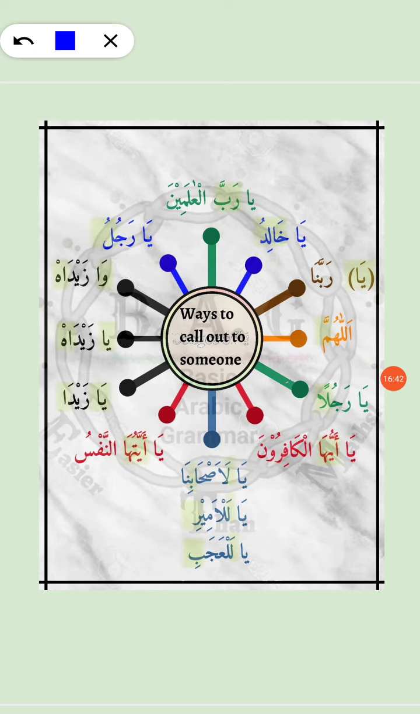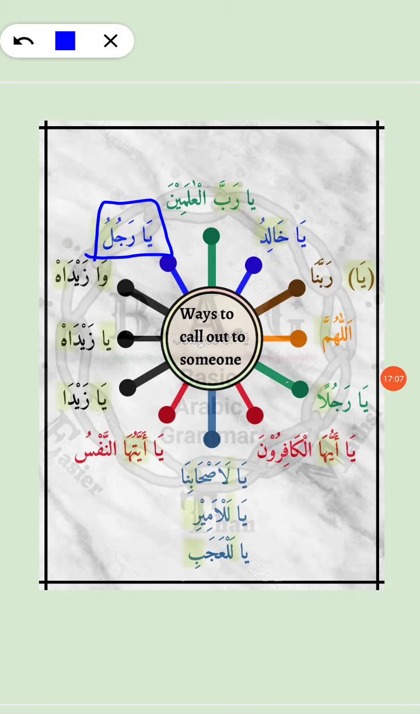Okay, so first of all, Ya Rajulu. What do you see? You see that the munada is rafa and it is light. So what do you understand by this? That this is some specific man. Rajulu, by the way, means man, a man. So that you simply understand that there is some specific man that is being called out to.